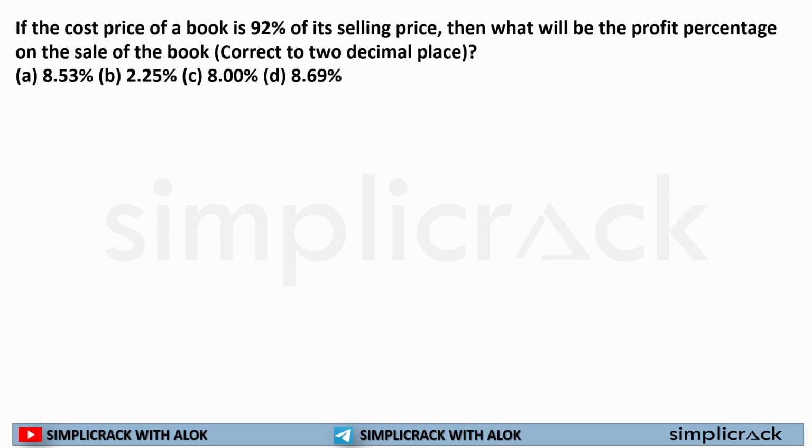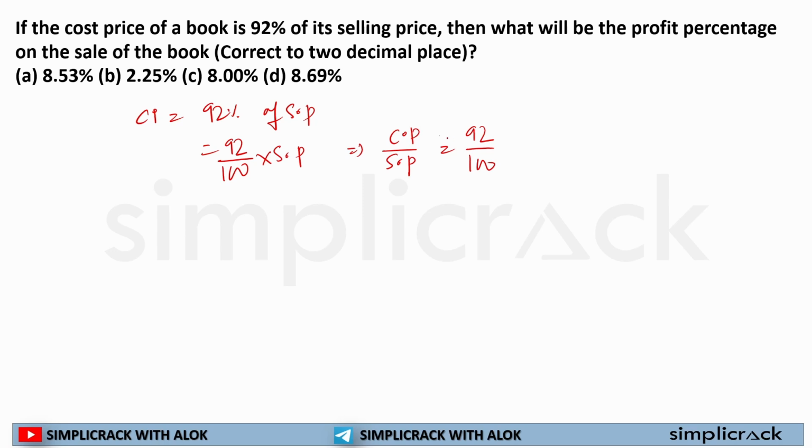If the cost price of a book is 92% of its selling price, then what will be the profit percent? Very simple. Cost price is 92% of selling price. That means 92 by 100 into selling price. That means cost price divided by selling price is equal to 92 by 100. So 92 is my cost price, selling price is 100. Now you can find out the profit percentage. See how easy this is.